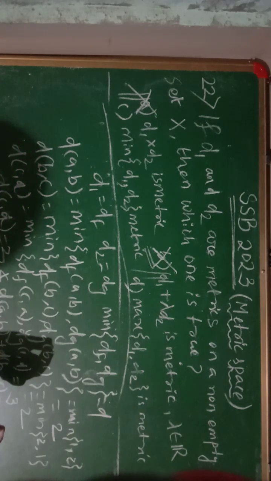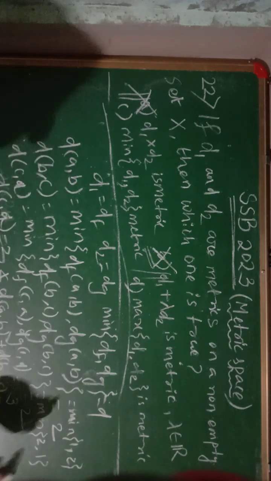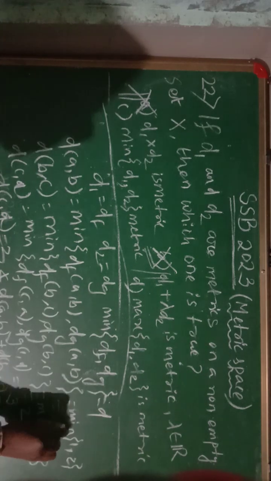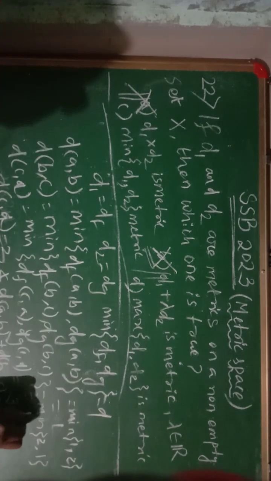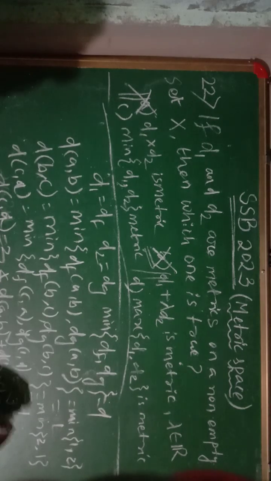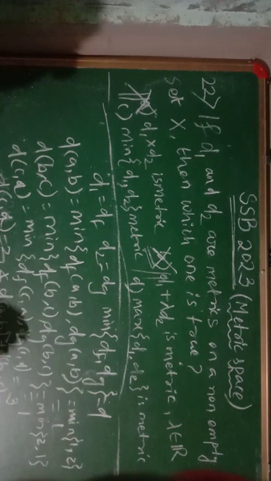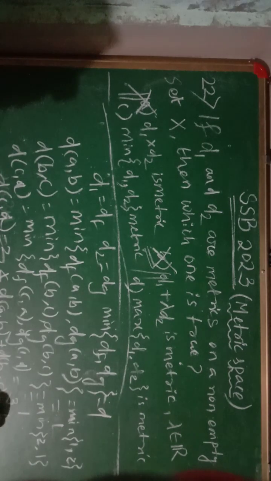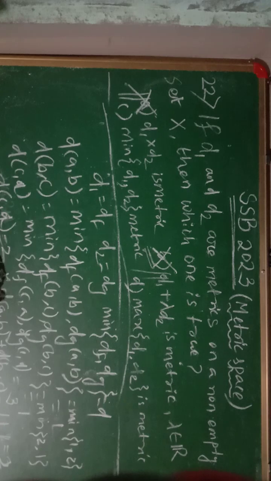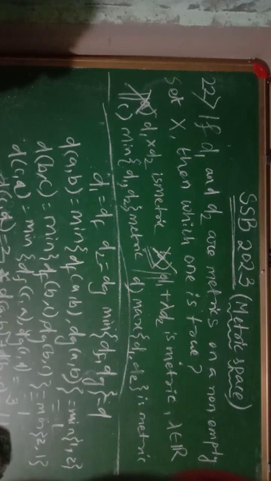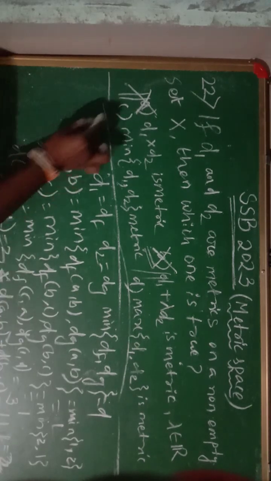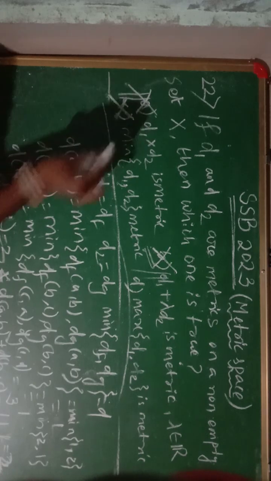We have to verify the minimum value. Sorry, this minimum value is 1. The minimum value of 2 comma 1 equals 1, and the minimum value of 2 comma 1 is also 1, and D of A comma B plus D of B comma C equals 1 plus 1 equals 2. 3 is not less than or equal to 2. So our option C is also cancelled.